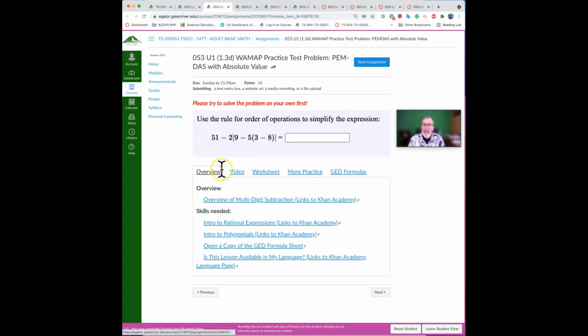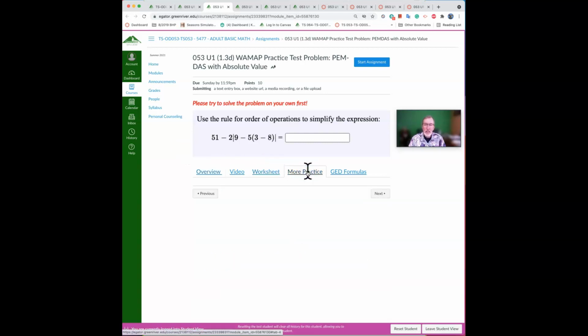in just a second. So to go over the tabs, this overview tab has a link to Khan Academy with a related problem, and then several other links to Khan. This one is to the GED formula sheet, and then language help at Khan Academy. So these are all places where you can learn a little bit more about these problems. And if you really get stuck, you can try looking for help in your language at Khan.